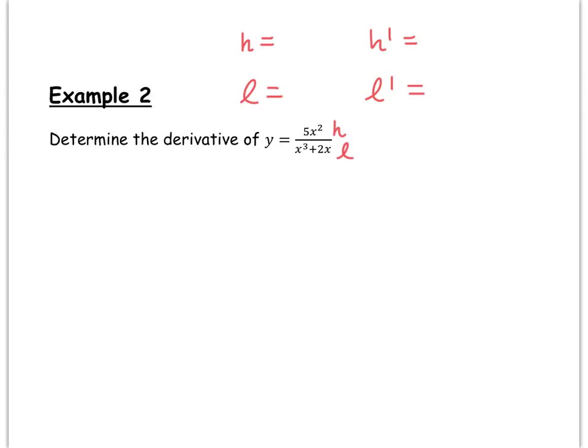So the original numerator is 5x squared. Through the power rule, its derivative is 10x when that 2 drops down. The original denominator is x cubed plus 2x. And again, through the power rule, we drop that 3 down, we get 3x squared, and then plus 2 for its derivative.